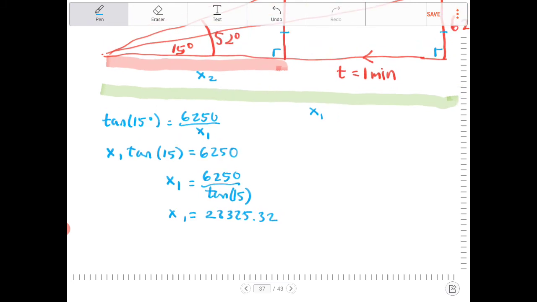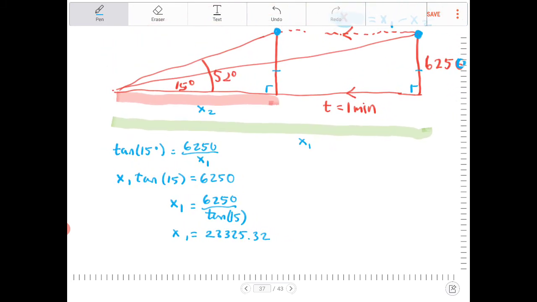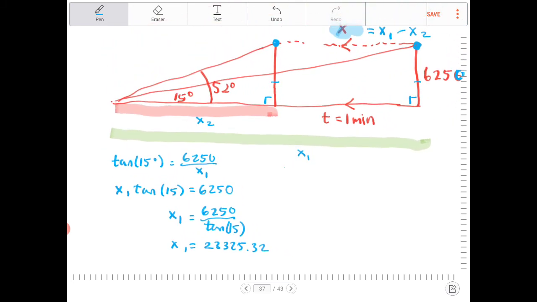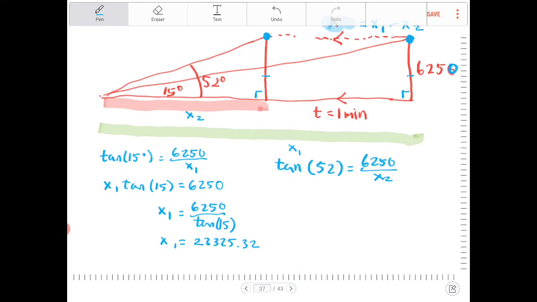I want to do the same thing now to solve for x2. Again, I'm going to use a tangent ratio. Tangent of 52 is equal to, once again, 6,250 over x2. I cross multiply to bring x2 to the left, and divide both sides by tan 52. So x2 is equal to 6,250 over tan 52.